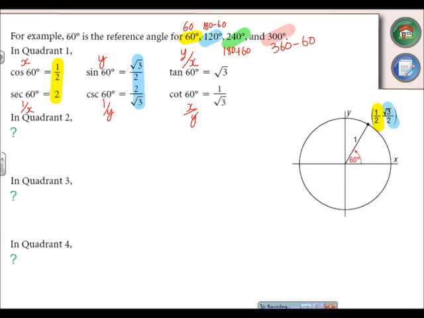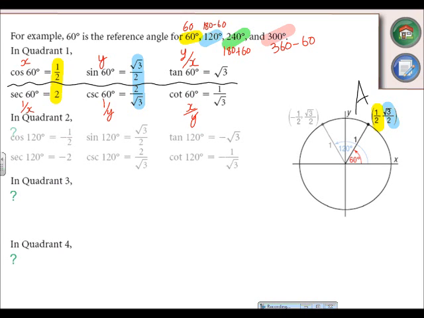And bringing in our CAST rule as well, all the primaries are going to be positive. So if all the primaries are positive, when we take our reciprocal, all of the reciprocal ratios will also be positive.